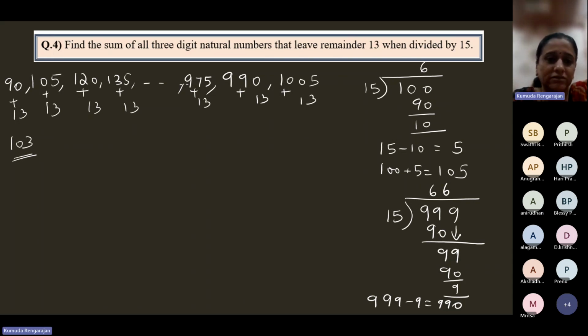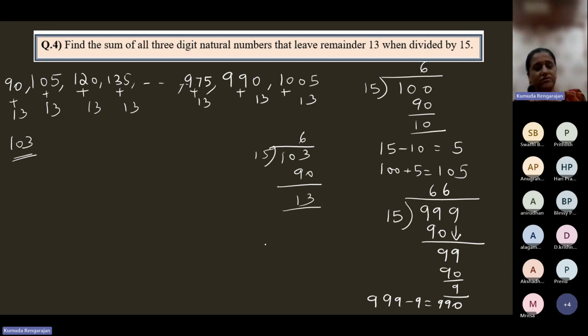90 plus 13 is 103. And is 103 a 3-digit number? Yes. When you divide by 15, will it leave remainder 13? Yes. Divide 103 by 15. 6 15s are 90 and 13 is the remainder. See, it satisfies the conditions. 103 is a 3-digit number. On dividing 103 by 15, the remainder is 13. So you can take 103, but you will get 103 only if you had considered 90.